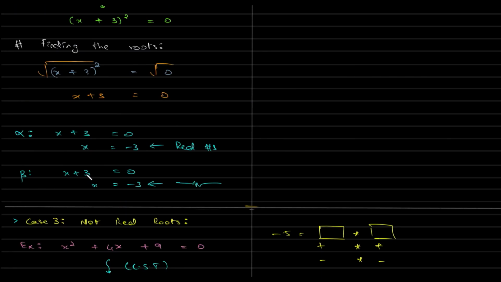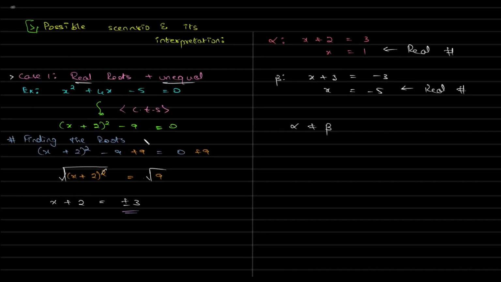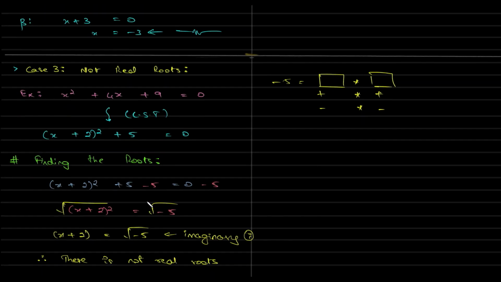So there are three possibilities when you're looking for roots, three scenarios that can come. The first one being real roots but unequal, real roots but equal, and not real roots.